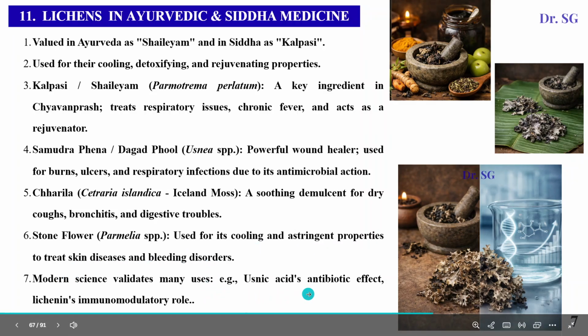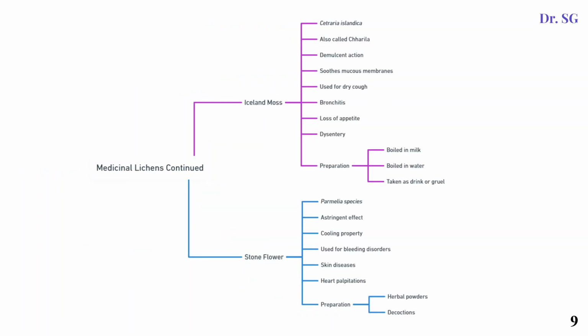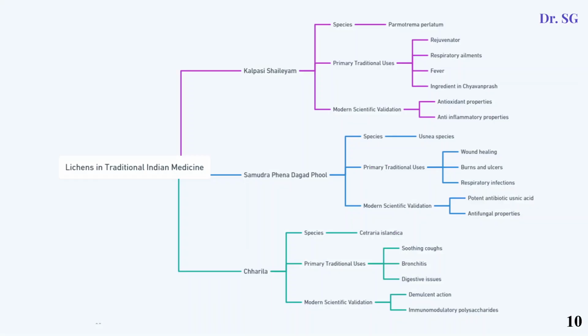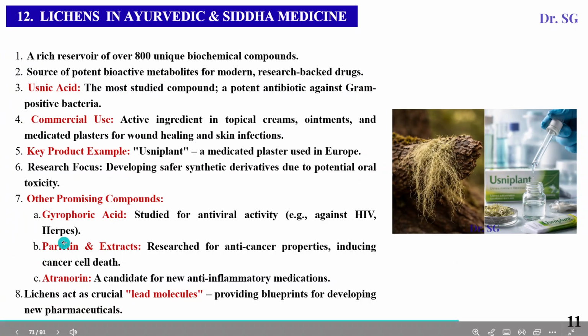So usnic acid has its own antibiotic effect as well as an immunomodulatory role. So in both Ayurveda and Siddha they are being widely used, and these are the mind maps that you can make use of for easy understanding.